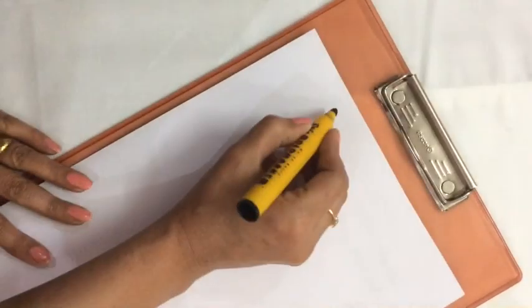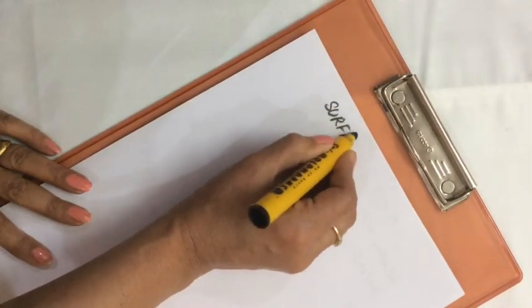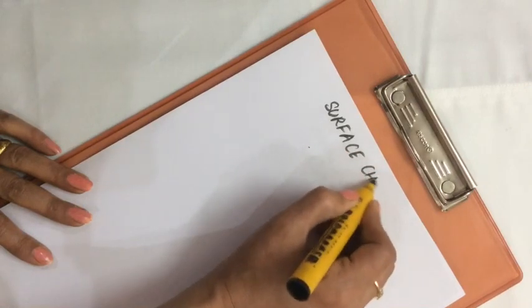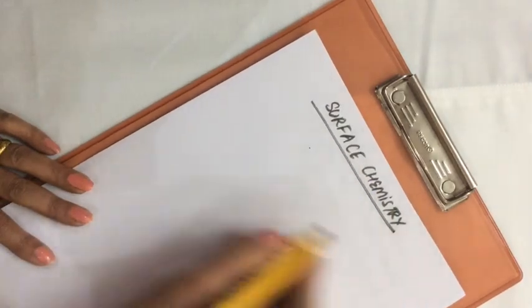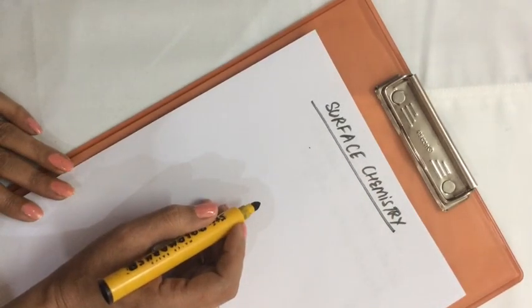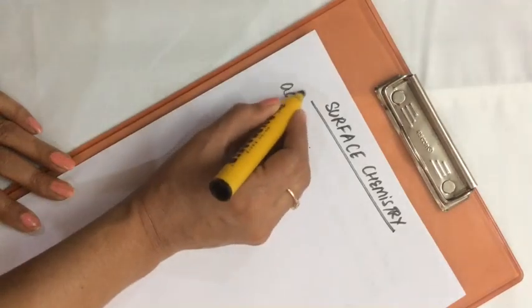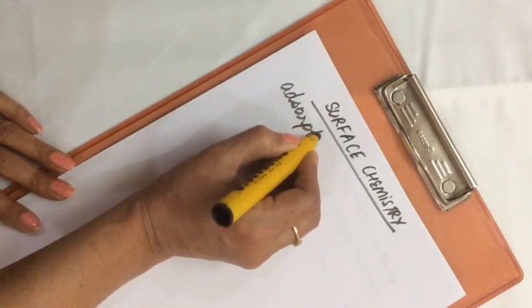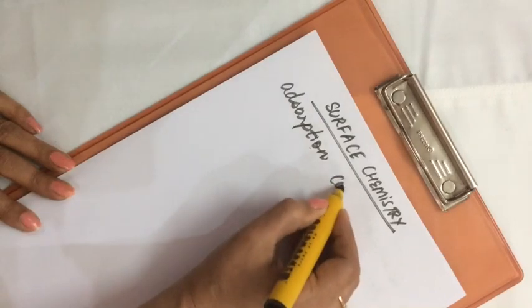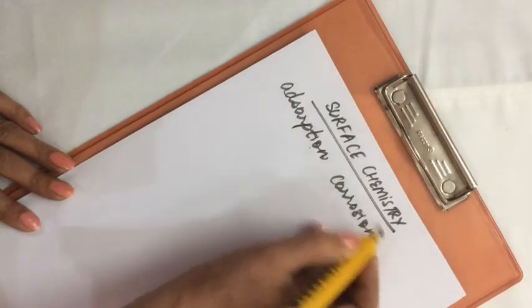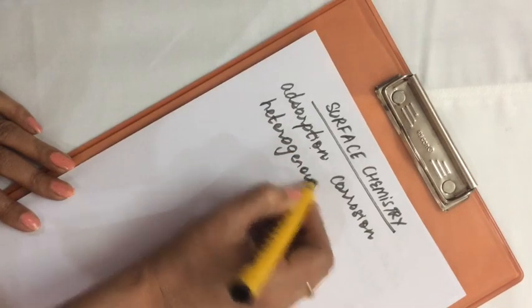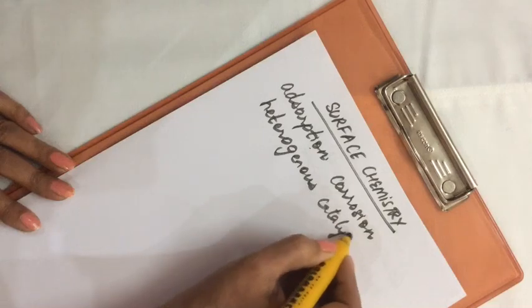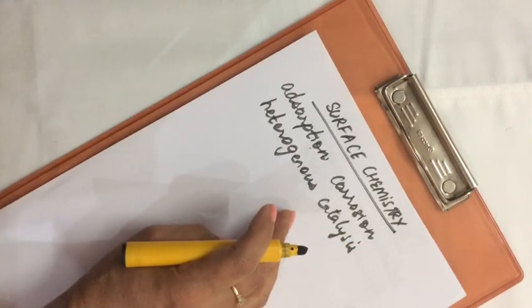Surface chemistry. Surface chemistry deals with the phenomena which occur at the surface of a substance, like adsorption, corrosion, heterogeneous catalysis. These are the phenomena where the process takes place at the surface.